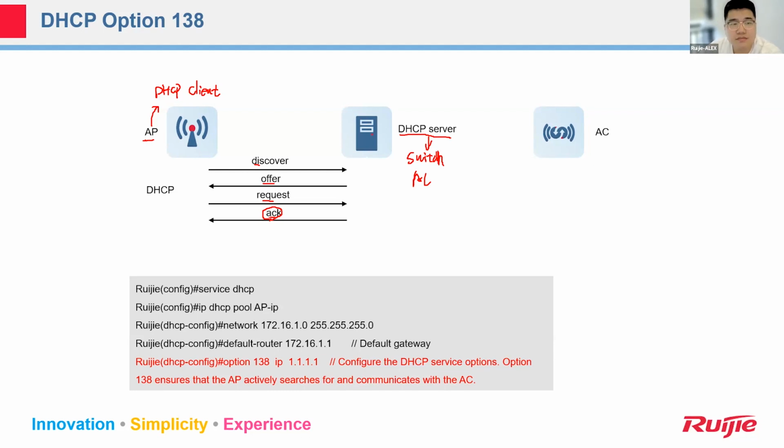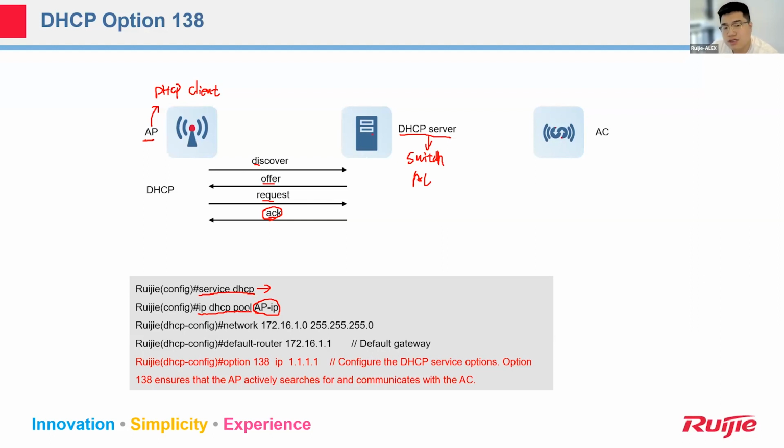And what we should pay attention to here is the configuration of DHCP. Firstly, service DHCP. This is used to enable the DHCP service on the device. And then ip dhcp option ap ip. Here, the first part is fixed.